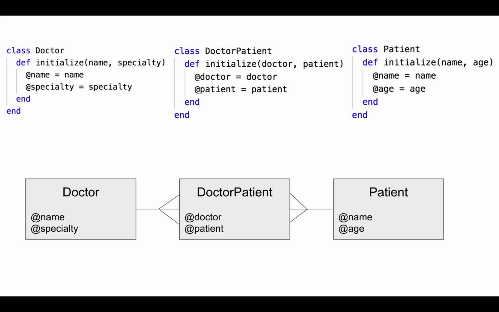But this is the interesting part. This new class, literally used to model a relationship, is going to be initialized with a doctor, where doctor is not a string. It's going to be an instance of the doctor class. Same thing with patient. Patient isn't going to be a string. It's going to be an instance of the patient class.